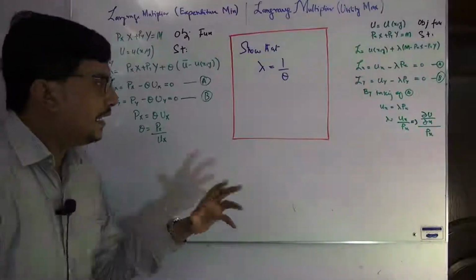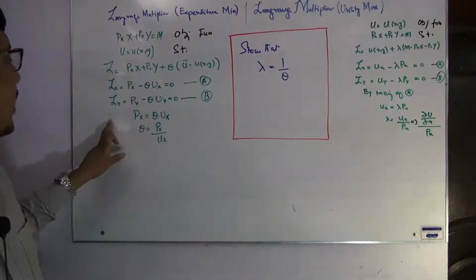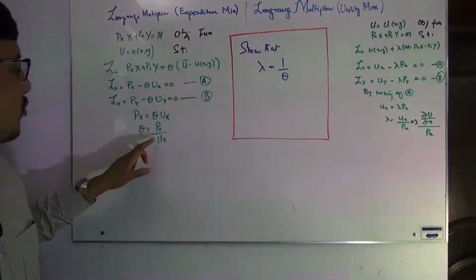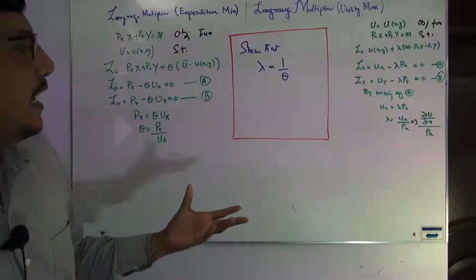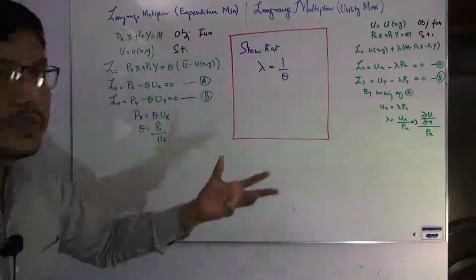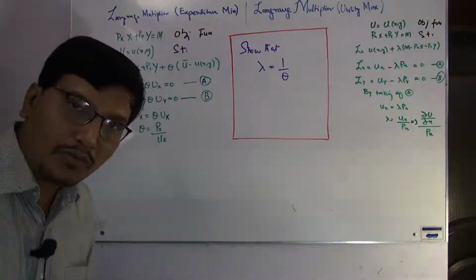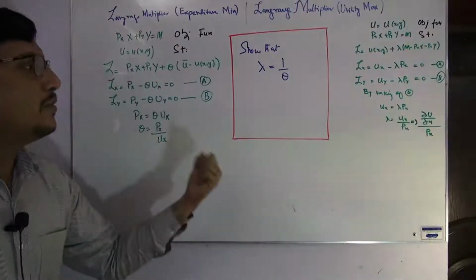देन अगेन वी want to analyze these equations from a different angle. That means if we take equation A, then theta is equal to px over ux. So what we basically observed is that theta is used in the expenditure minimization problem and lambda is used in the utility maximization problem.